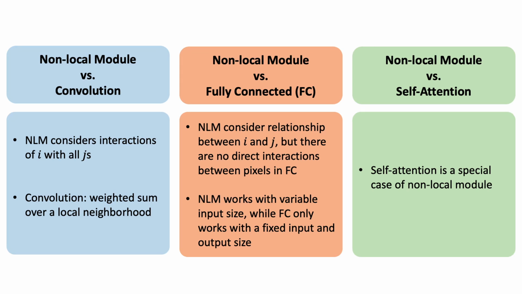Next, what's the difference between NLM and fully connected layer? There is a major difference here that clearly distinguishes NLM from FC as well. And that is, in NLM, we compute the weights as the interactions between pairs of pixels i and j. But in FC, there are no direct interactions between pixels. Furthermore, NLM can work with variable input size and still maintains the size in the output. Whereas in fully connected, we must define a fixed input size and a fixed output size.